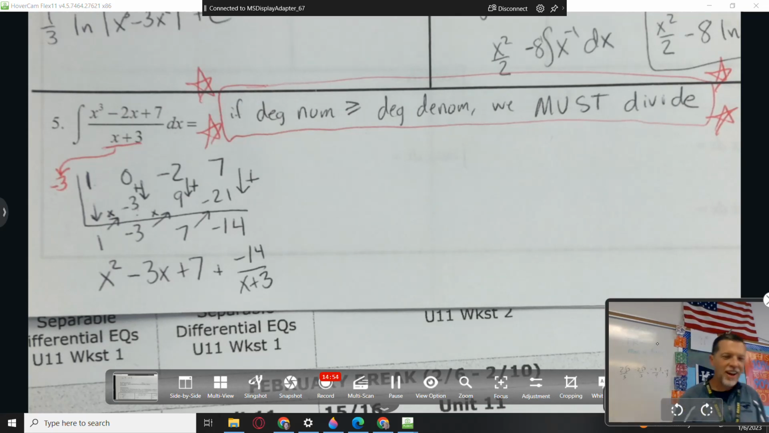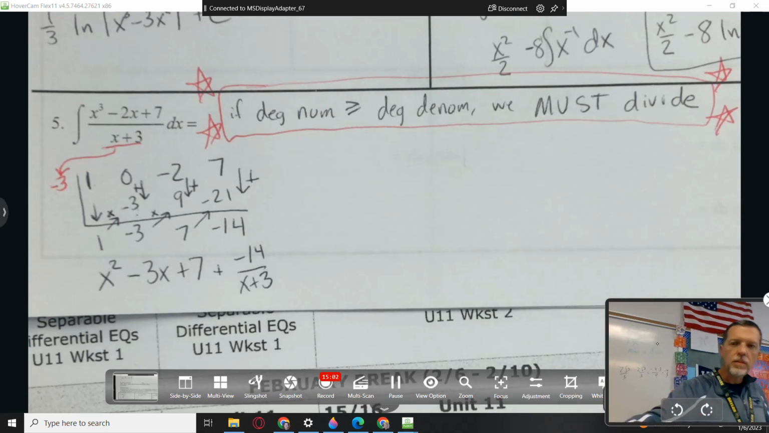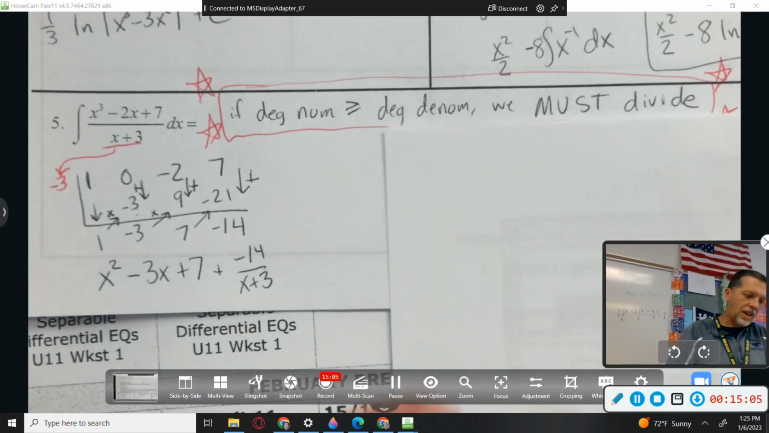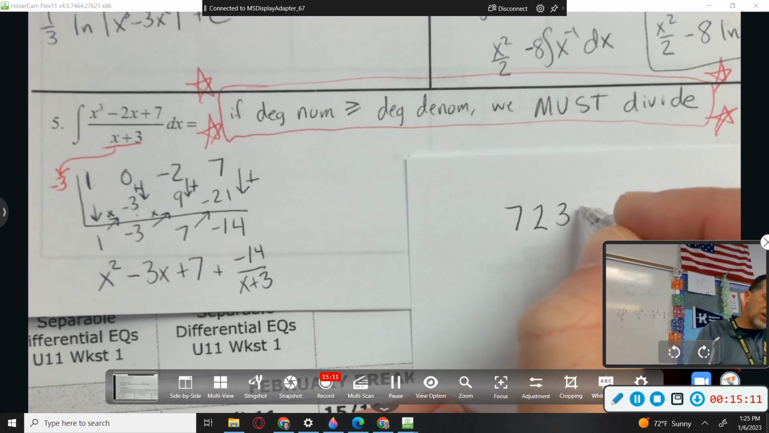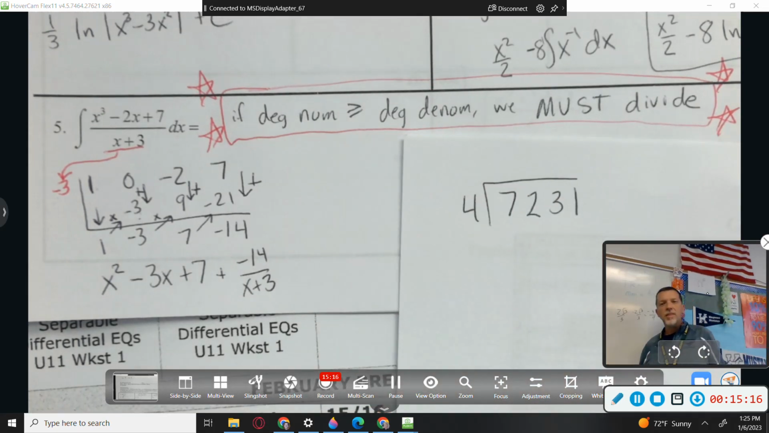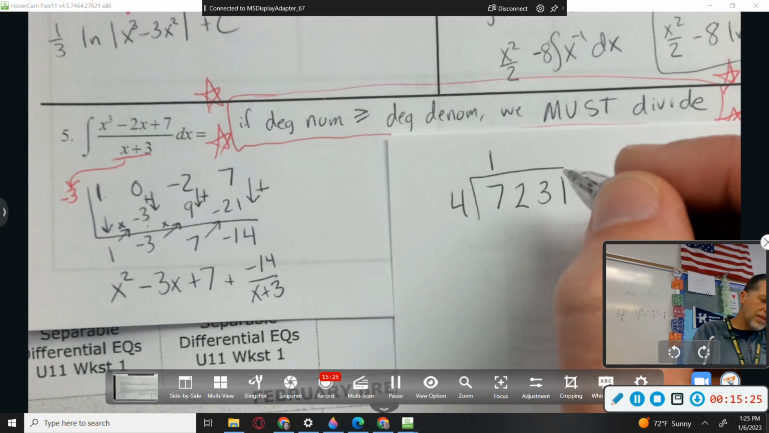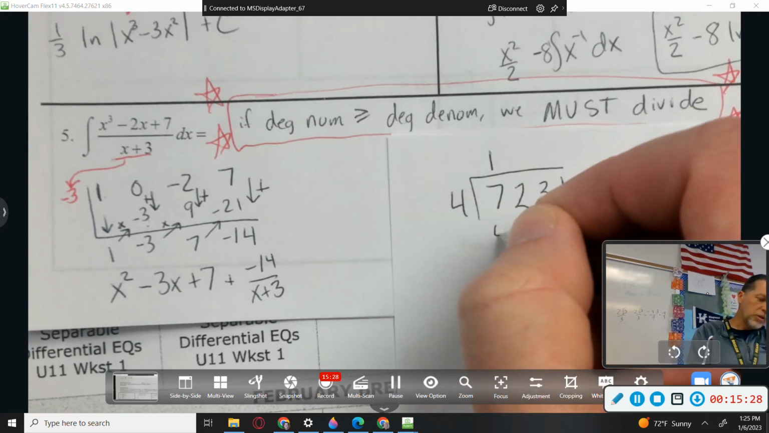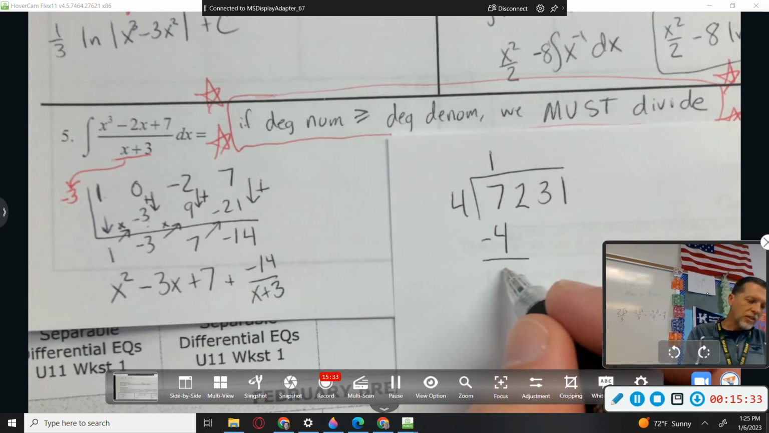Man, we should have done an old school long divide, like a 4th grade long divide problem. Okay, side note, let's just make it 7231 divided by 4. You don't have to write this down, but you'll see some of the similarities. 4 goes into 7 one time. Multiply. 1 times 4 is 4, that's the multiply step. Now we subtract. 7 minus 4 is 3.